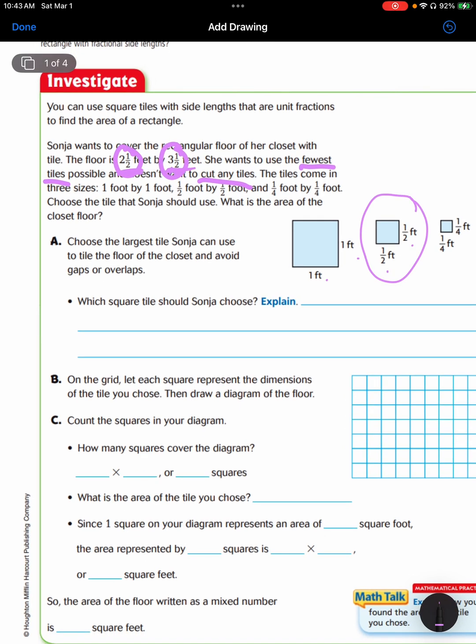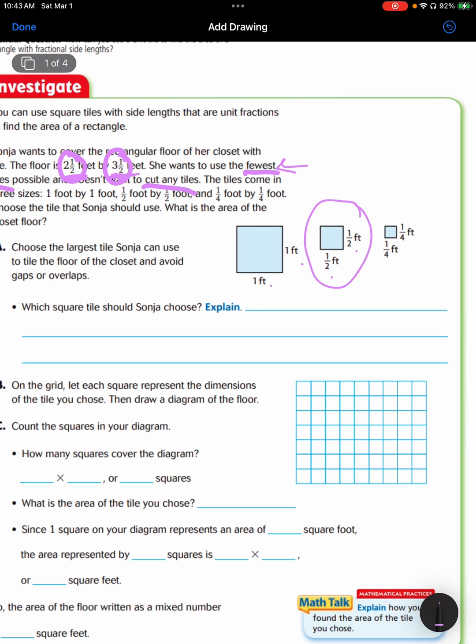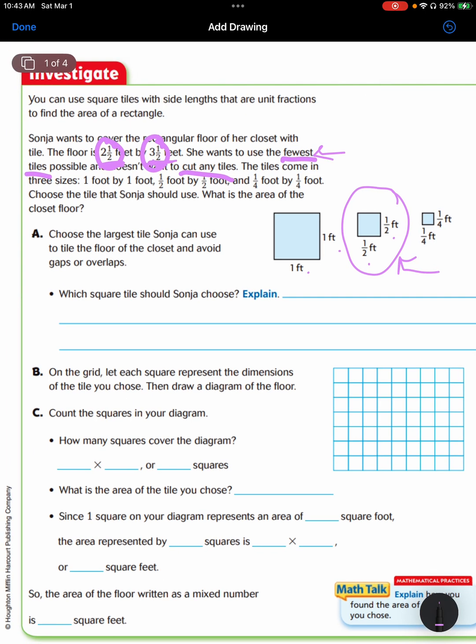Because she says that she wants to use the fewest number of tiles. Whereas 1/4 by 1/4 would work, it would create a lot more tiles as compared to if we used the 1/2 by 1/2. So for the first bullet, it says, which square tile should Sonia choose? You are going to put 1/2 by 1/2 tiles.